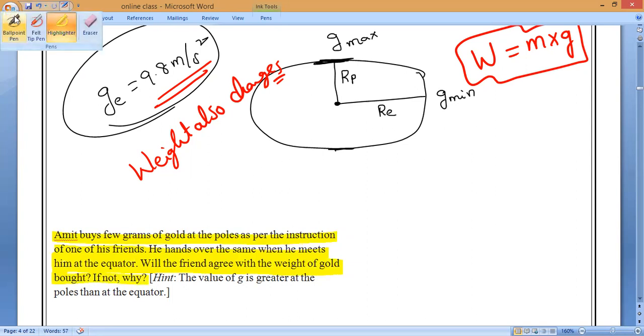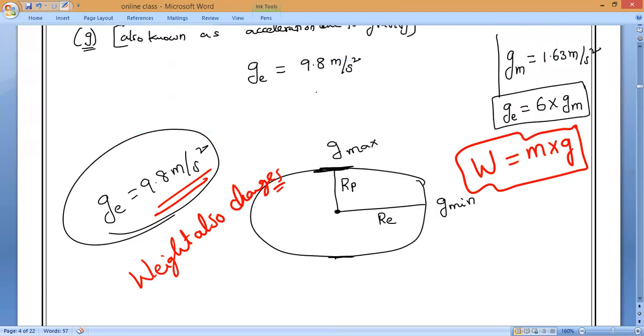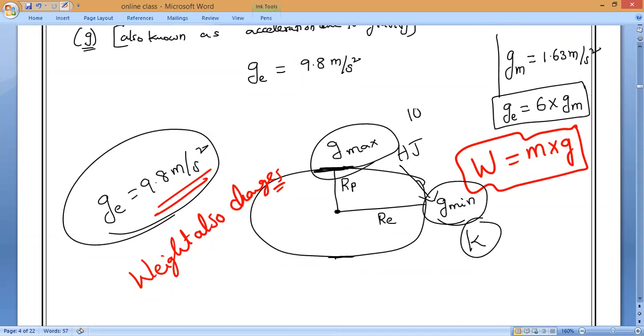So now you tell me, for example, Mr. Haris Zeras is at the poles. He is living at the poles. So he bought the gold here and gave it to another friend, Mr. Kaushik. He said that the weight is, for example, 100 newtons. Now you tell me, will Kaushik accept that weight or not? No, sir. Why, guys?